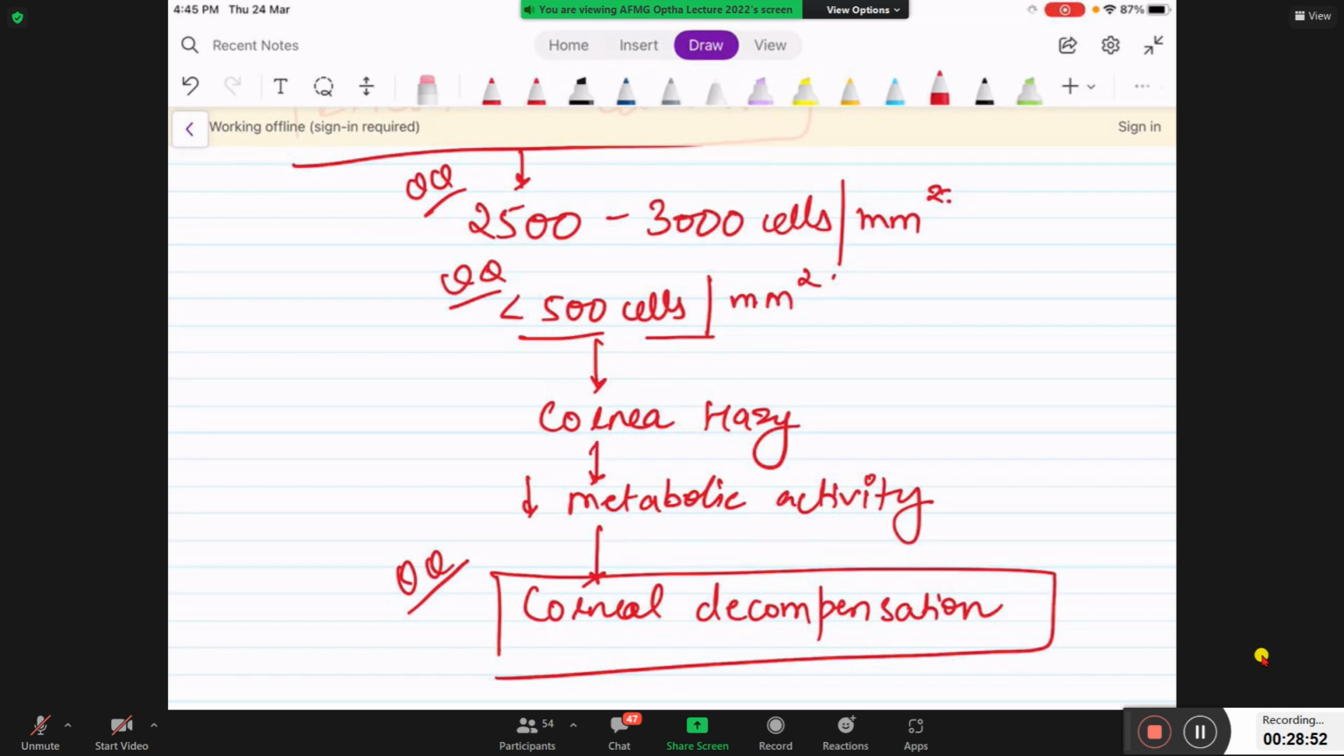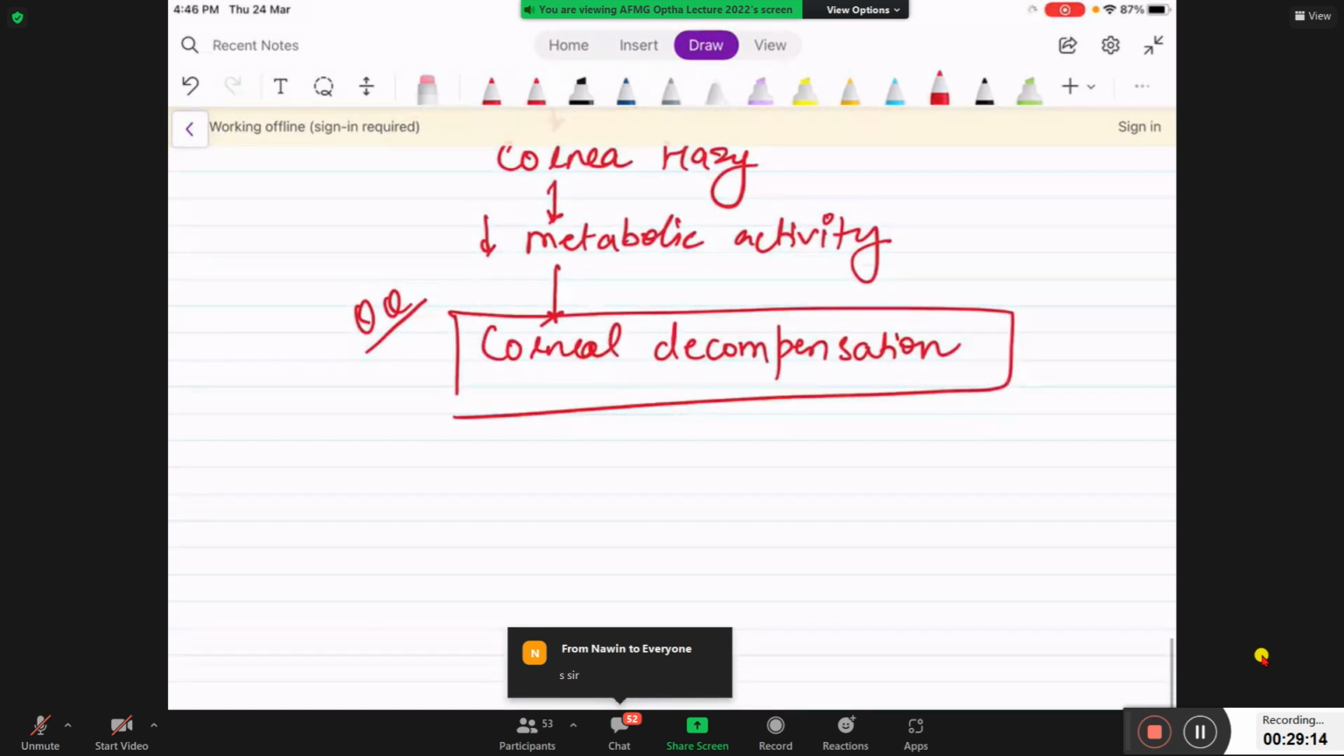Clear? Is decompensated cornea clear? Yes or no in the chat box. Decompensated cornea means when the endothelial cell count is less than 500 cells, then it is called a decompensated cornea. Right? Now, with the help of which instrument do you measure the endothelial cell count?